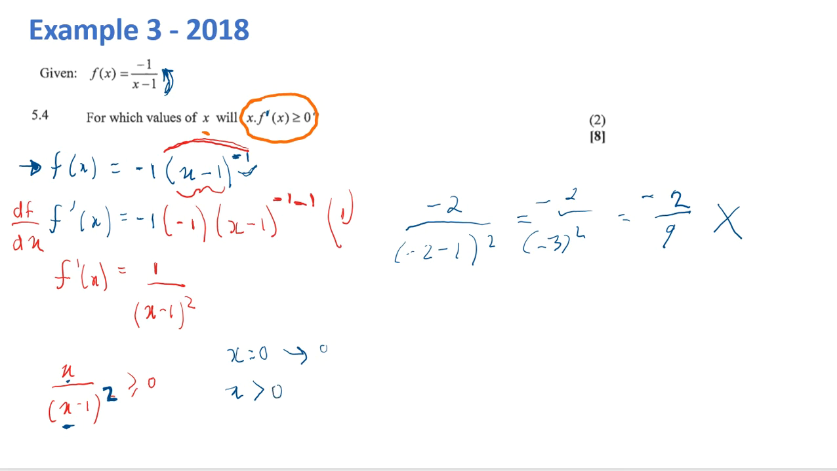So positive values, and again we're stuck with this thing: this value here at the bottom of the bracket can't be 0 because then the function is undefined. So it'll be for all the values of x, if we combine these two, larger than or equal to 0, except for x equals 1. Because that's when this function at the bottom here is also undefined. And that's your solution. That was 2 marks.